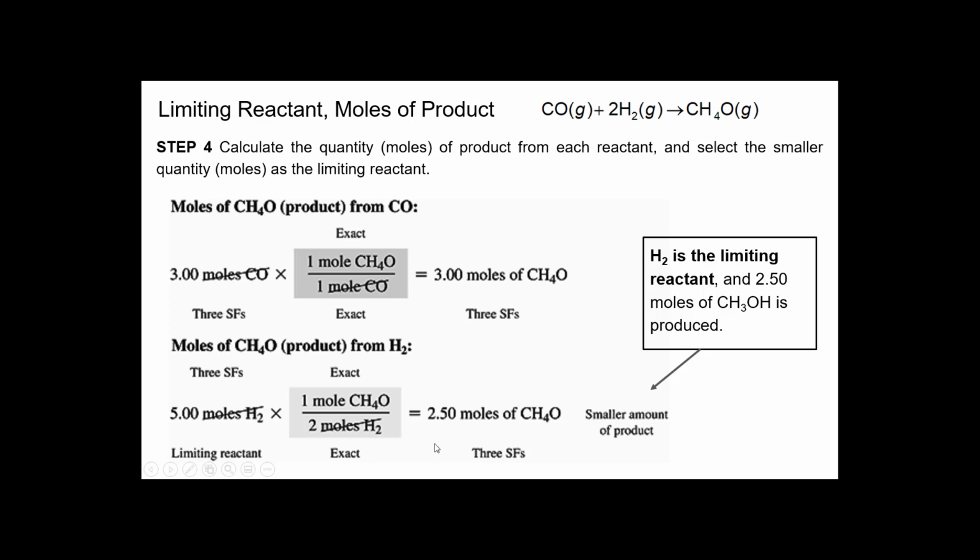So in this case, hydrogen, and don't go by the numbers. The numbers are very deceiving. So this one is the limiting reactant, meaning that the carbon monoxide is left in excess. There will be an amount of carbon monoxide left over after this reaction has been done because it has no more hydrogen gas to use. So only 2.5 moles of methanol is produced.